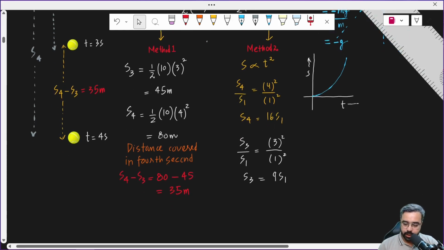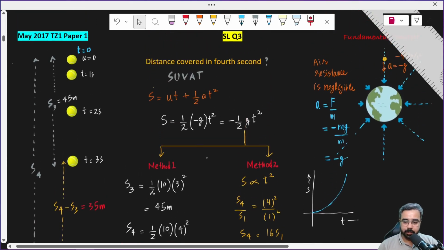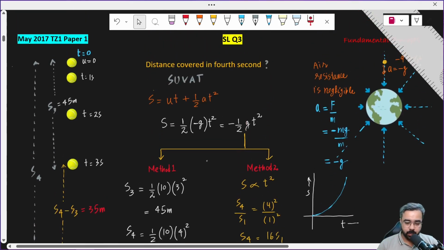So from here you can subtract them, because I told you this is the distance covered in the fourth second, right? So that will be 7 S1, and the distance covered in 1 second is always 5 meters. So that is 35 meters. And how do I get 5 meters? 1 over 2 into 10 into 1 squared. So I hope you get both methods. See you in the next video.